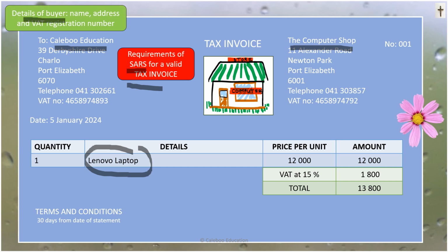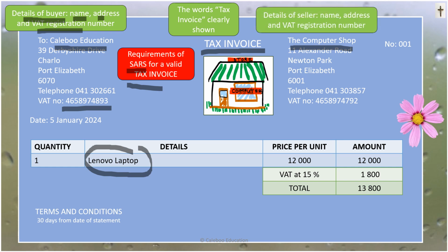The details of the buyer: the name, address, and very important, the VAT registration number needs to be on the document. Tax invoice needs to be clearly shown. The details of the seller, the same as the buyer: name, address, and VAT registration number need to be on the document. Remember, if you want to claim input VAT, you must buy from a VAT registered vendor.